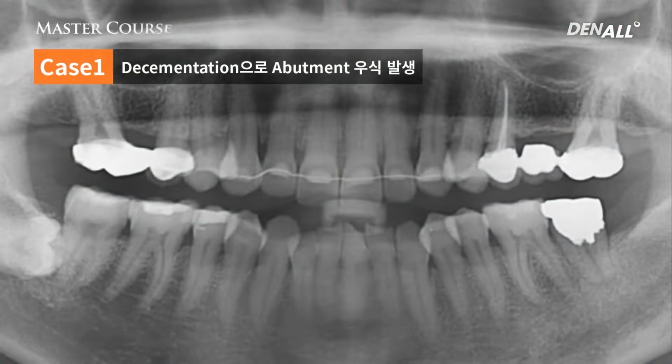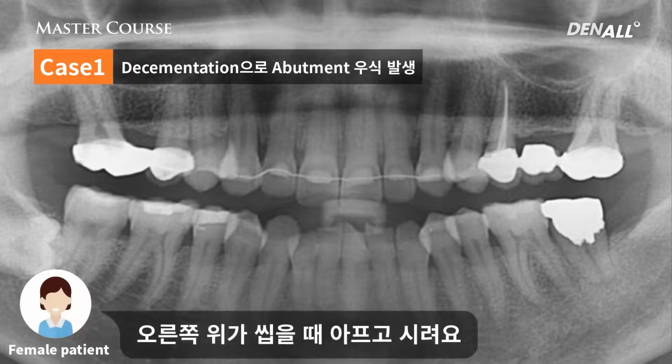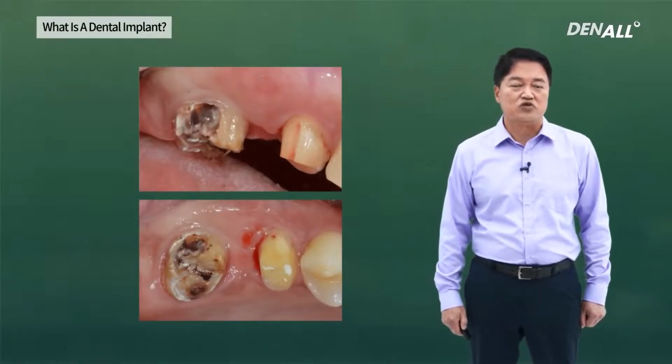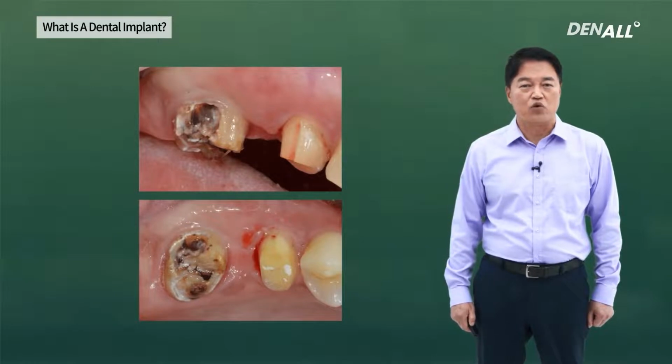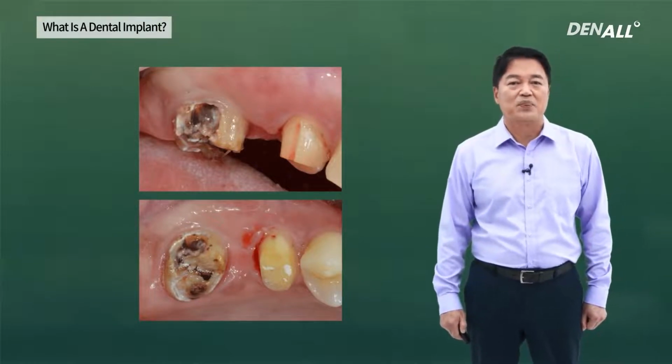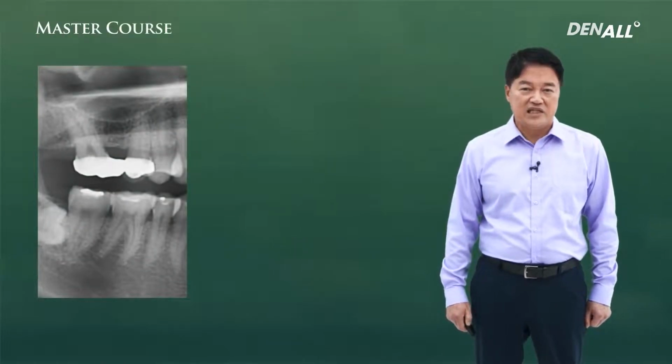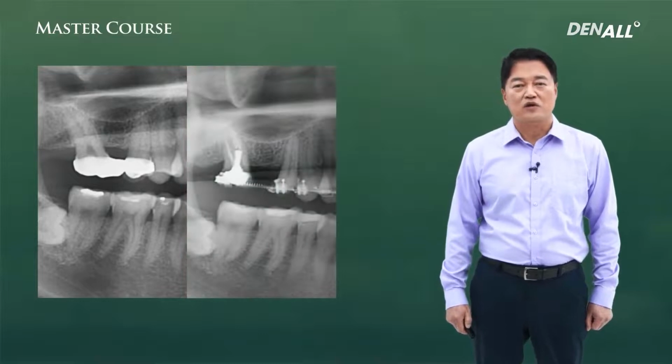Let's look at the first case. In this patient, number 16 was missing, and a 3-unit bridge was done. One day, the chief complaint was that on the upper right side, the patient experienced discomfort and pain. Due to decementation in abutment, caries occurred, and as you can see, caries progressed with time. Endo treatment was required and retreatment was required. As we did retreatment, the tooth was slightly mesially tilted.